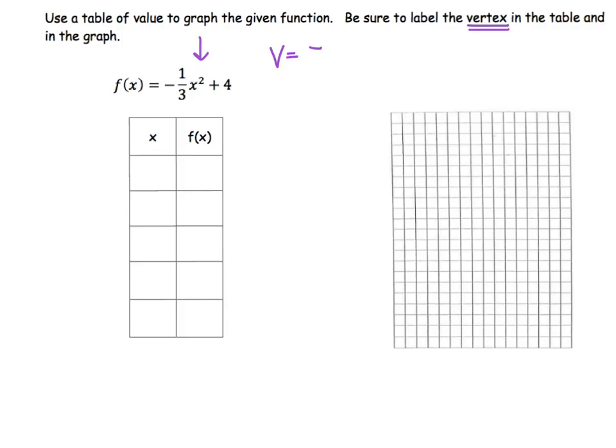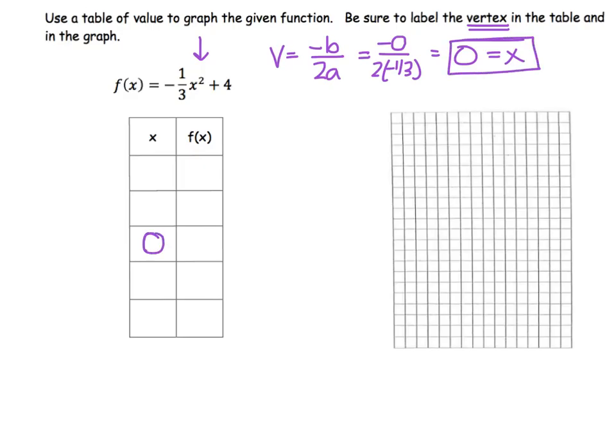And we know our vertex is the opposite of b over 2a. If you look here, we actually do not have a b value, so I have the opposite of 0 over 2 times negative 1/3. And 0 divided by anything is just 0. So the x value of my vertex is simply 0.